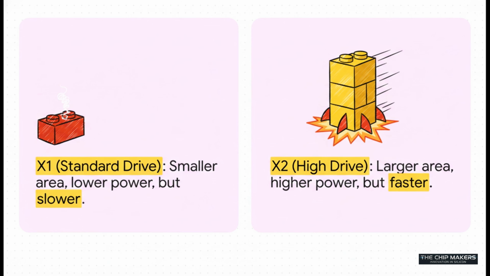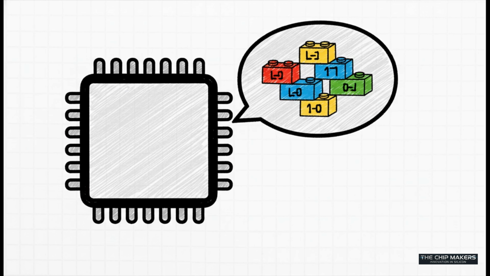Think of it like choosing an engine for a car. The X1 version is like your small, fuel-efficient engine. It uses less power, takes up less space, but it's a little slower. But what if you need to send a signal a really long way across the chip or power a bunch of other gates? Then you need the X2 version, a bigger, more powerful engine that's way faster. But you guessed it, it uses more power and takes up more space. It's a constant trade-off, a balancing act between speed, power, and size. So, we have bricks for calculating things, but what about remembering things?